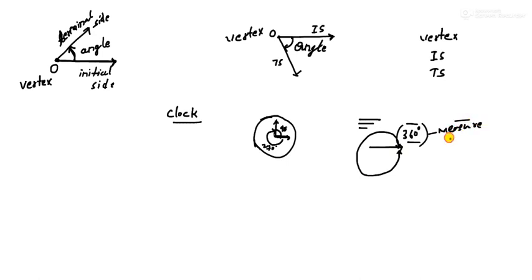So now we are going to learn how we measure angle. First, the unit of measurement is degree, and the other is radian. This is very important: radian measurement as well as degree measurement.